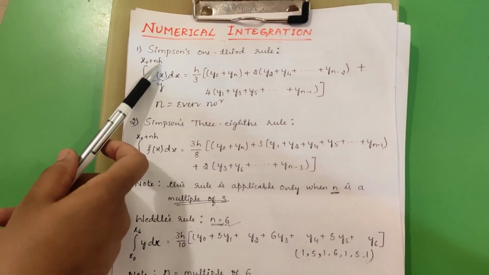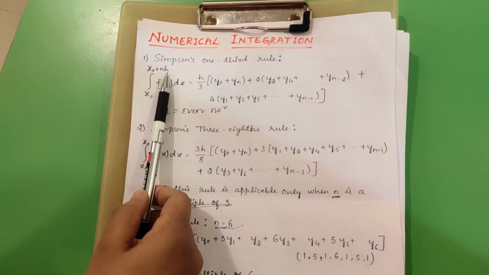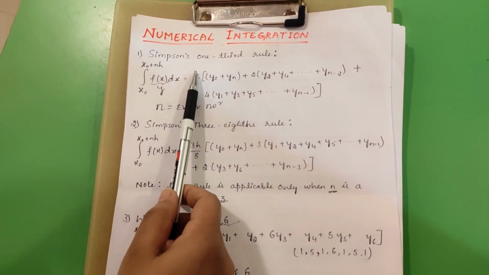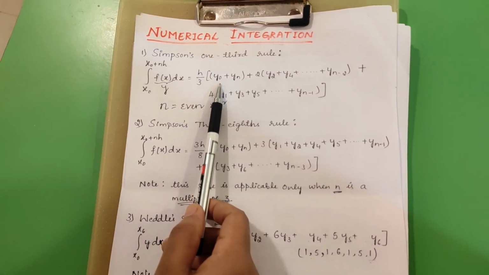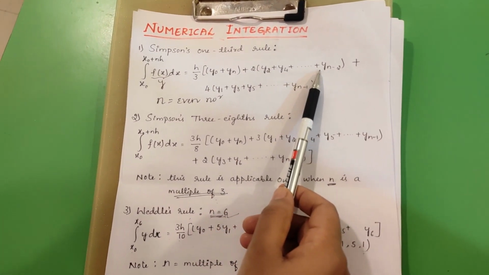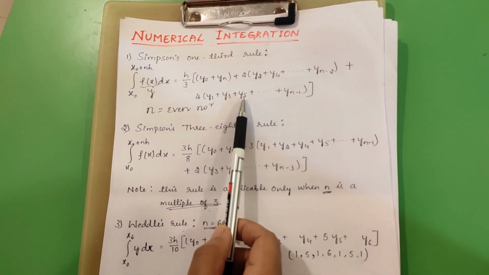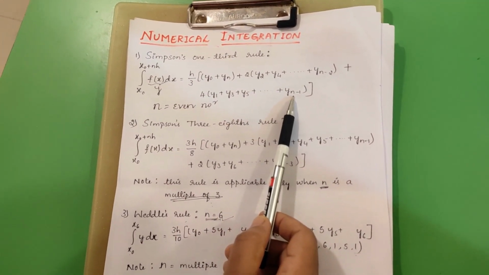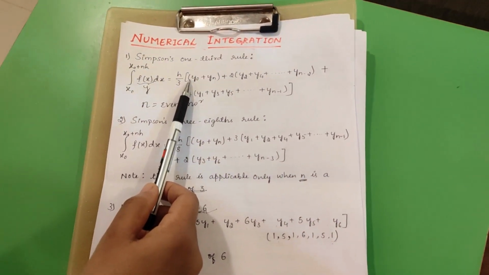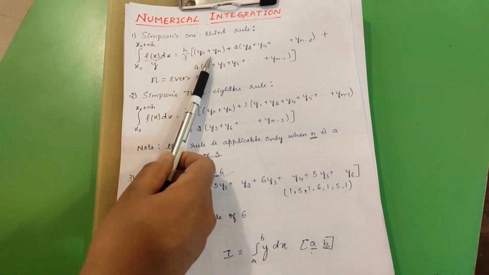Firstly, Simpson's 1/3 rule. Integration from x0 to x0 plus nh of y dx, otherwise f of x dx, is equal to h by 3 of [y0 plus yn plus 2 times (y2 plus y4 plus etc. plus yn-2) plus 4 times (y1 plus y3 plus y5 plus etc. plus yn-1)]. Here h is the common width. Already I explained x is equally spaced; that is the width, the common difference is h.